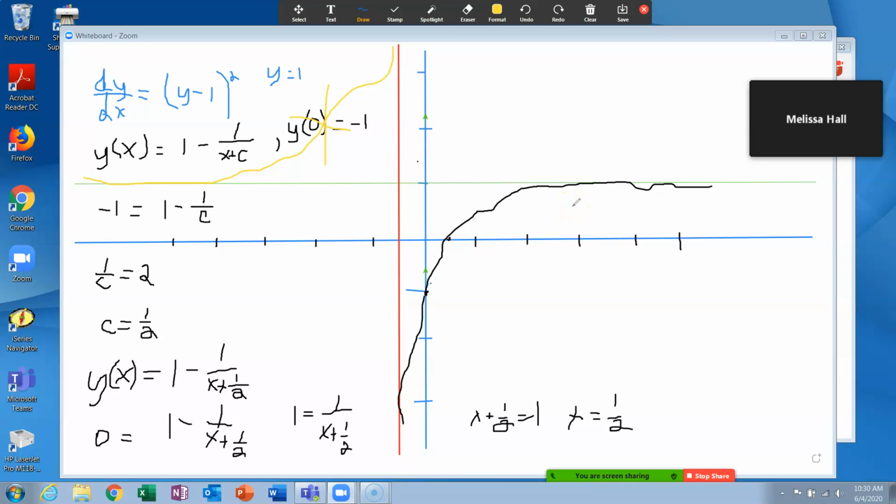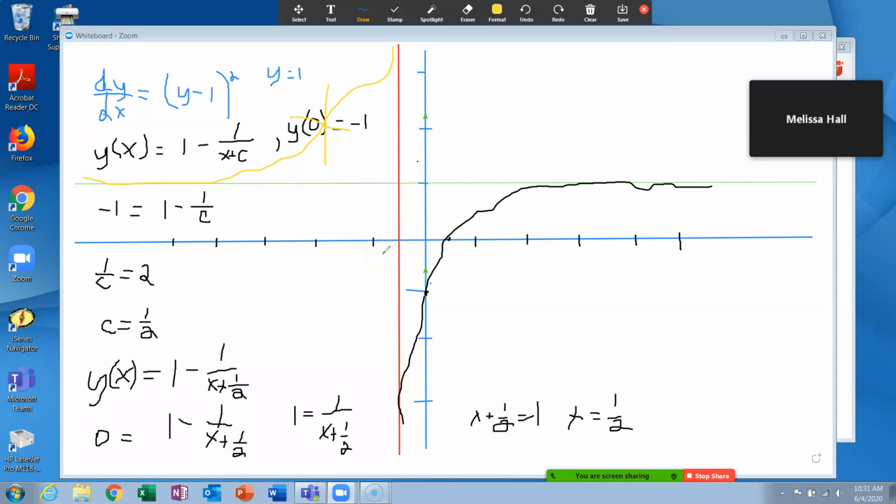Would the yellow curve be considered a singular solution? A what? Would the yellow curve be considered a singular solution, or no? No, it doesn't have a solution at all to this initial condition. Got it. Yeah, that would not be a solution at all because it doesn't meet the initial condition. You have to do both.